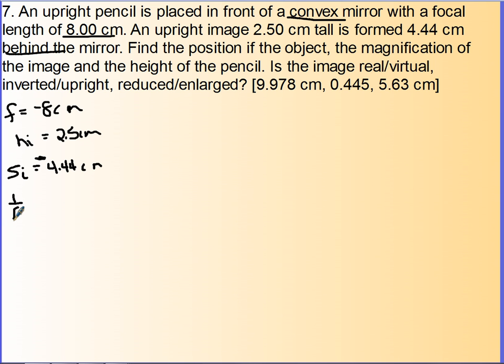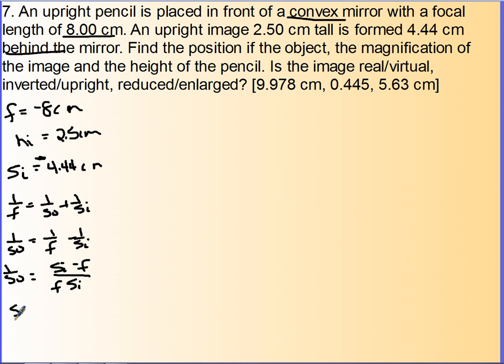So 1 over F is 1 over SO plus 1 over SI. I'm going to solve this for SO. 1 over SO is 1 over F minus 1 over SI, and get a common denominator of F SI. So this is SI minus F over F SI, which is 1 over SO. So SO is F SI divided by SI minus F.